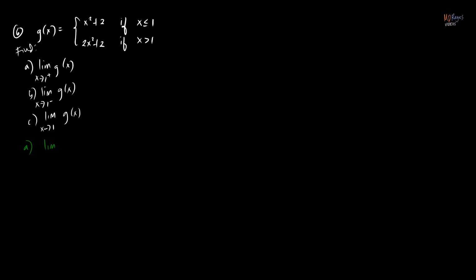Solving letter A, the limit of g of x as x approaches 1 from the right. Again, when x approaches 1 from the right, we have x is a number greater than 1, right? So we take this condition, and so when we want to evaluate the limit of g of x as x approaches 1 from the right, we take the second expression, 2x squared plus 2. So that's going to give us 2 times 1 squared plus 2, substituting 1 for x, right? So that's a 4. This is the limit of g of x as x approaches 1 from the right.